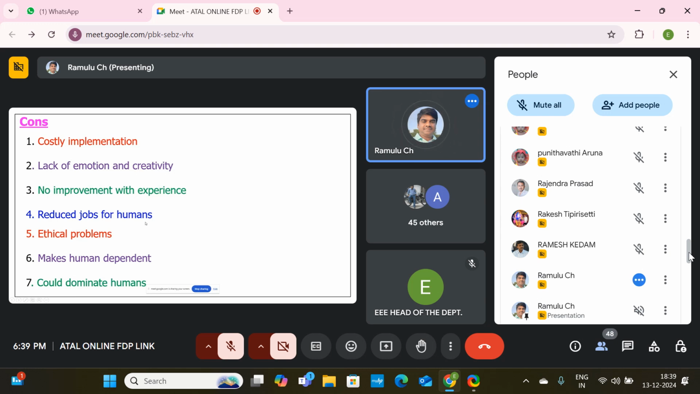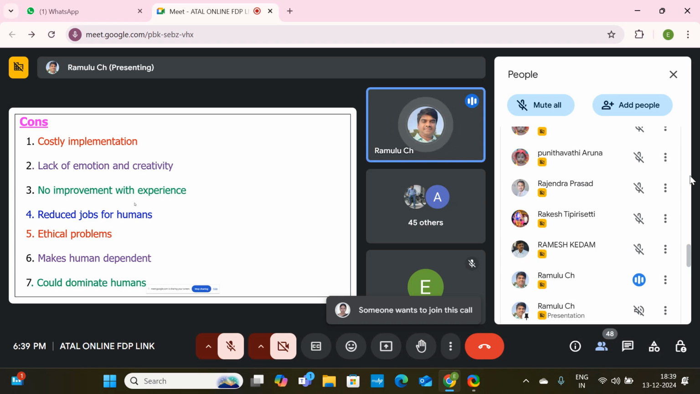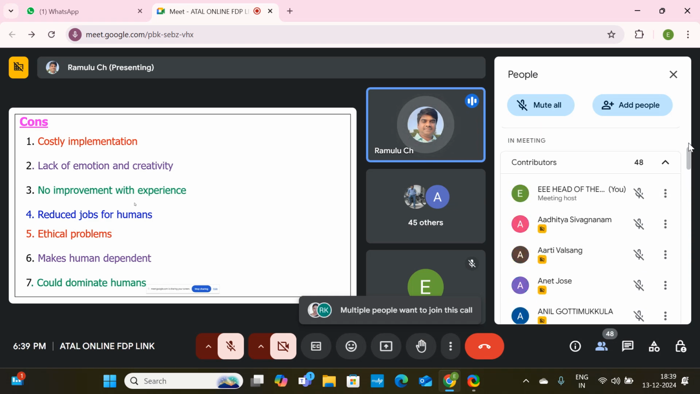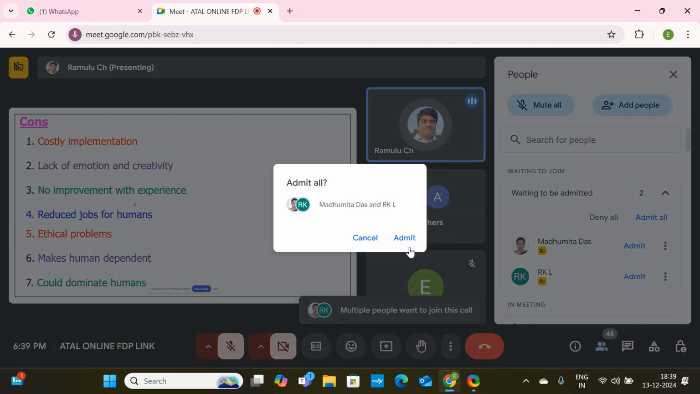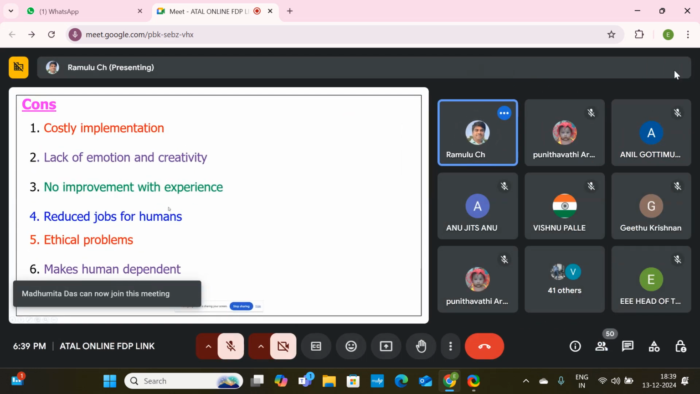Reduced jobs for humans. Okay, fine. If everything is done by the machines, the computers or the software, what are the opportunities for humans? No doubt the job opportunities are going to reduce within the coming 5 to 10 years. The job opportunities for humans are going to come down, because instead of 10 or 100 members, only one computer with AI or a group of computers with AI is going to execute the same work, where more people were involved.